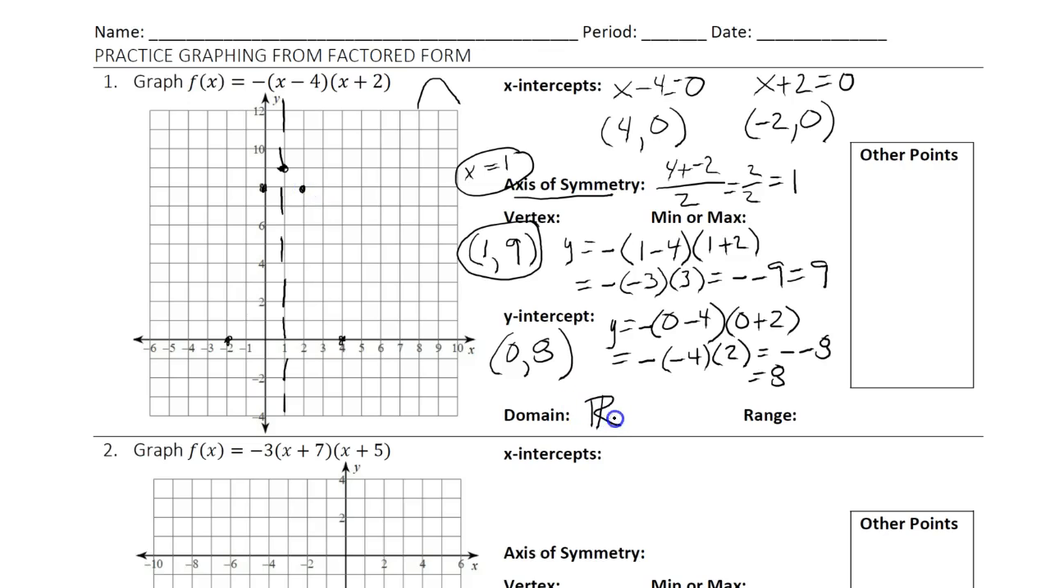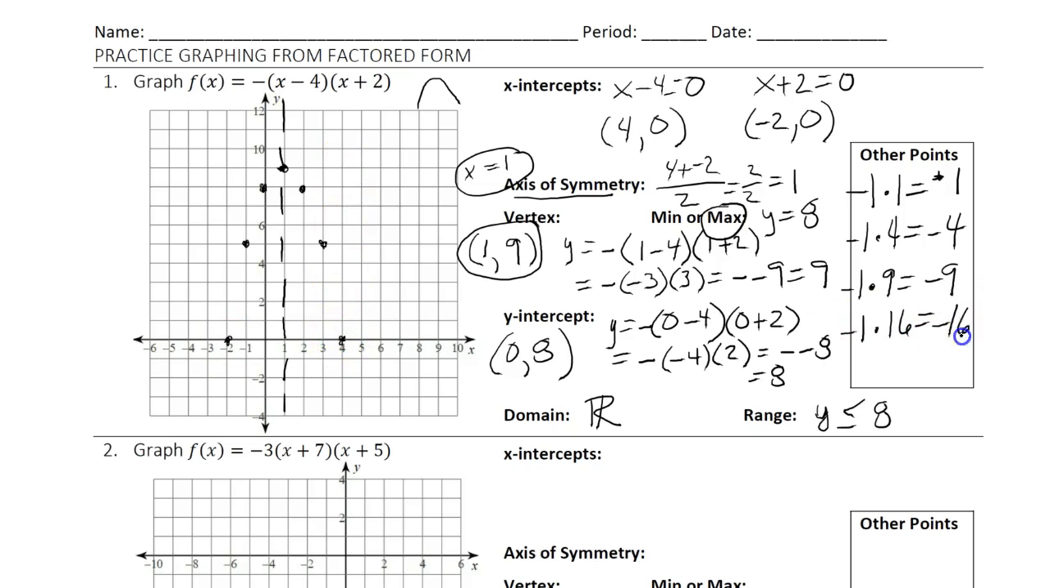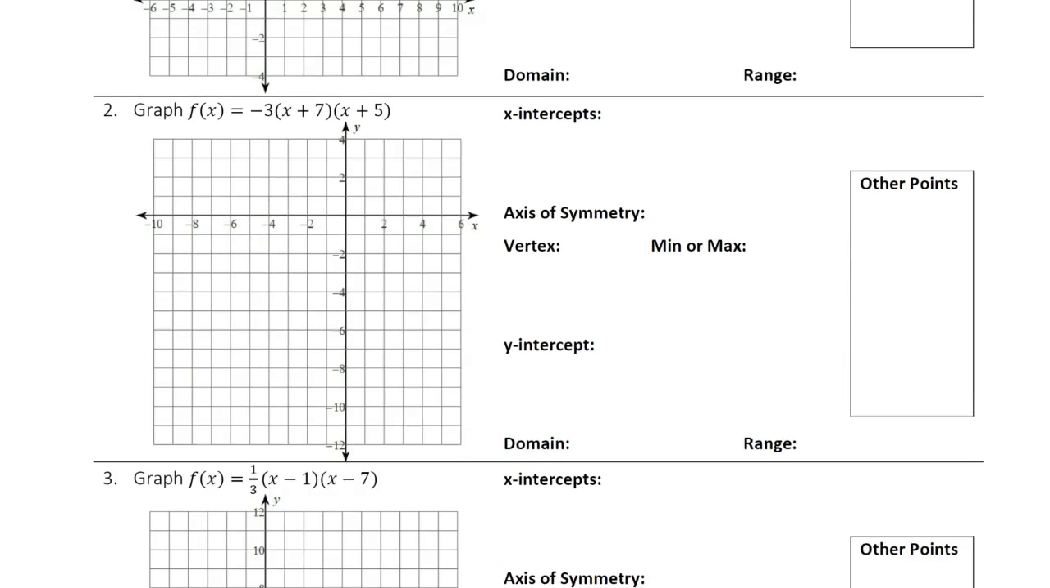The domain, as usual, is all real numbers. The range is y is less than or equal to 8. The maximum is y equals 8. To find other points, use a. A is -1. -1 times 1 gives -1. Over 1 and down 1. -1 times 4 is -4. From the vertex, over 2 and down 4. -1 times 9 gives over 3 and down 9. -1 times 16 will be over 4 and down 16, which is off the graph, so draw a smooth curve. Now pause the video and try this example yourself.